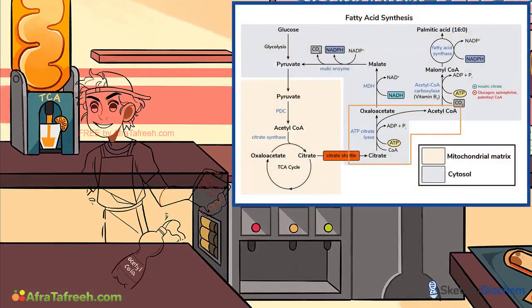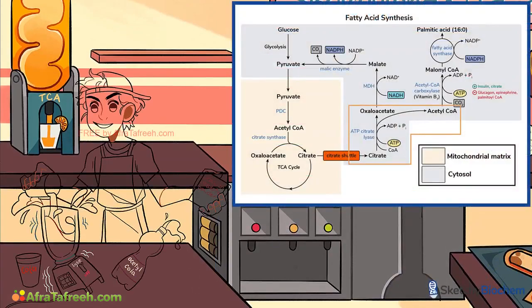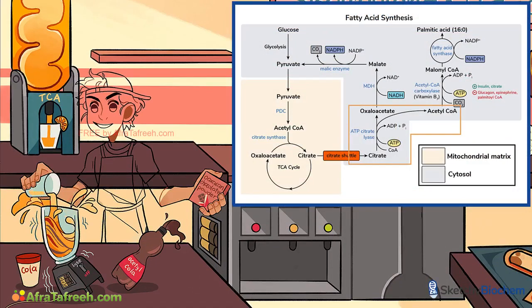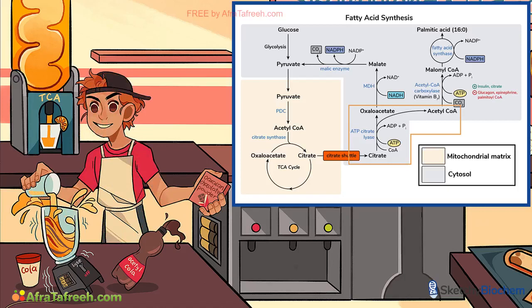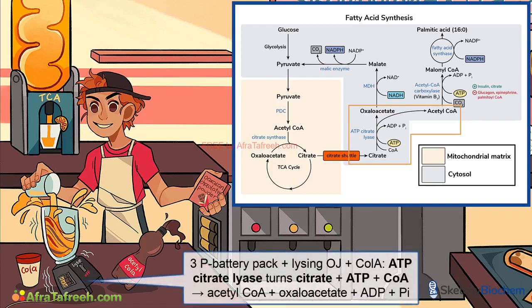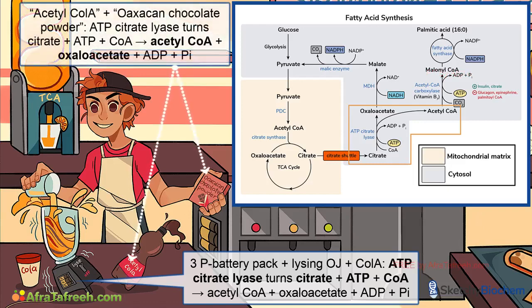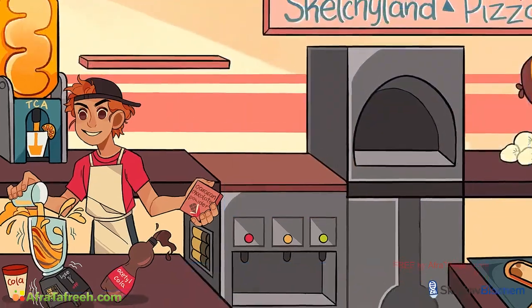After citrate enters the cytosol, it gets converted back to acetyl-CoA. ATP citrate lyase uses ATP and CoA to cut up, or as you medical people like to say it, lyse citrate, making acetyl-CoA and oxaloacetate. That worker is all hopped up on cola and using an ATP-powered blender to lyse orange juice into a smoothie. Doing a fine job, sir. Keep up the good work. The products, acetyl-CoA and oxaloacetate, are represented by the acetyl-CoA and Oaxacan chocolate powder.